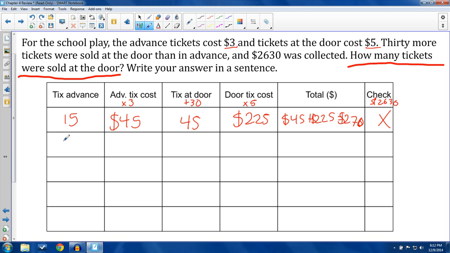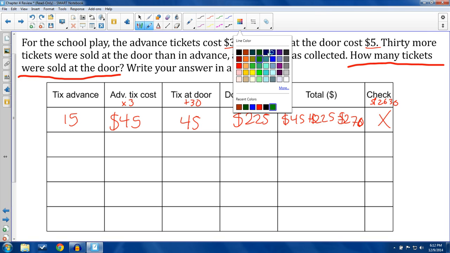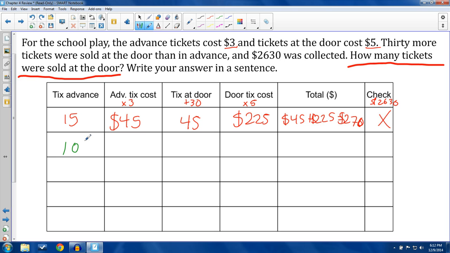Let's try 100. Keep in mind, I don't know what the answer is. Could be way off base, could not be. I'm going to take 100 tickets. They cost $3 each. I made $300 selling 100 tickets. Tickets at the door, I sold 30 more tickets at the door than I sold in advance. So I'm going to add 30, I get 130. 130 is going to be multiplied by 5. That's how much money you'll make selling them at the door. So that would be 650, I think. Correct me if I'm wrong there.